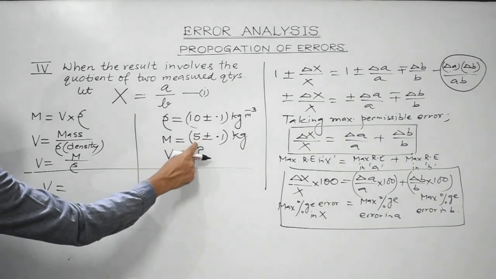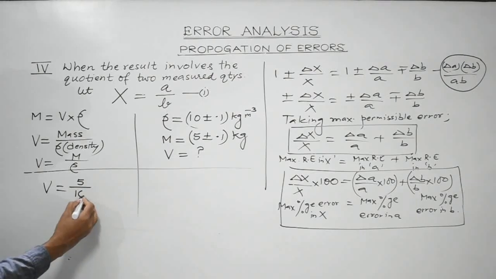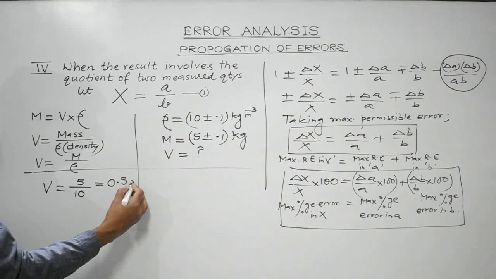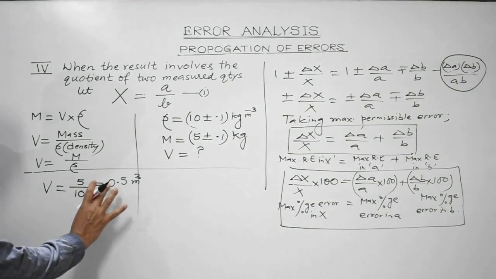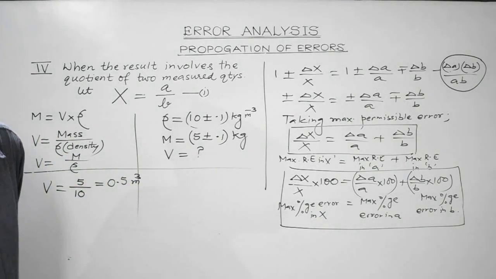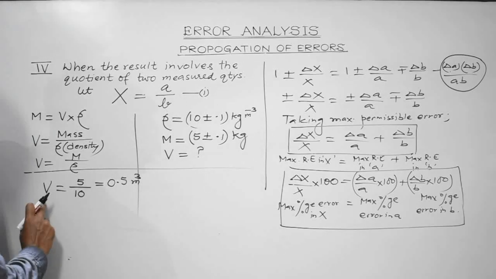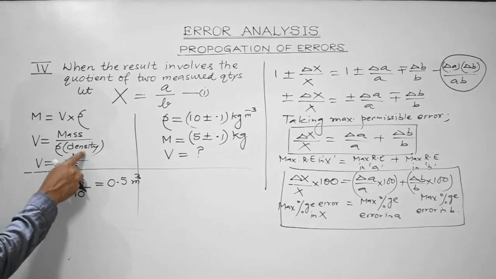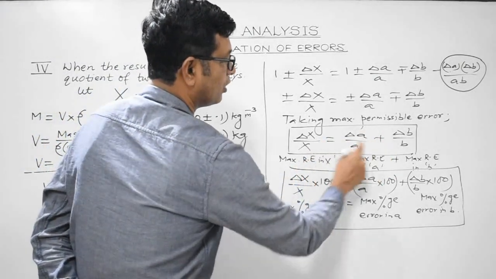What is the true value of mass? It is 5. What is the true value of density? It is 10. So it will be equal to 0.5, and in SI it will be meter cube. That's clear? So the volume would be 0.5 meter cube. This is the true value of the volume. Now, let's find the absolute error in volume. Whenever the result involves the quotient of two measured quantities, this is how the errors are propagated.